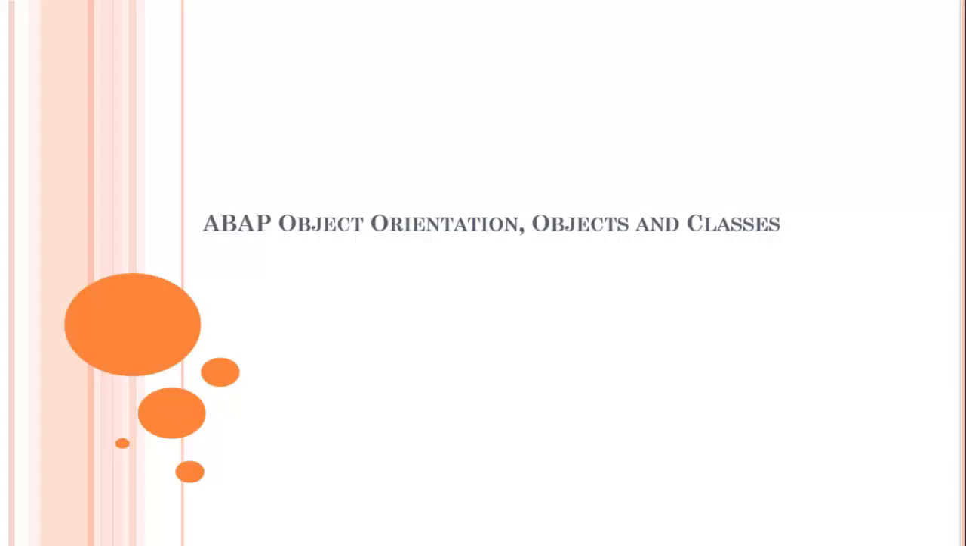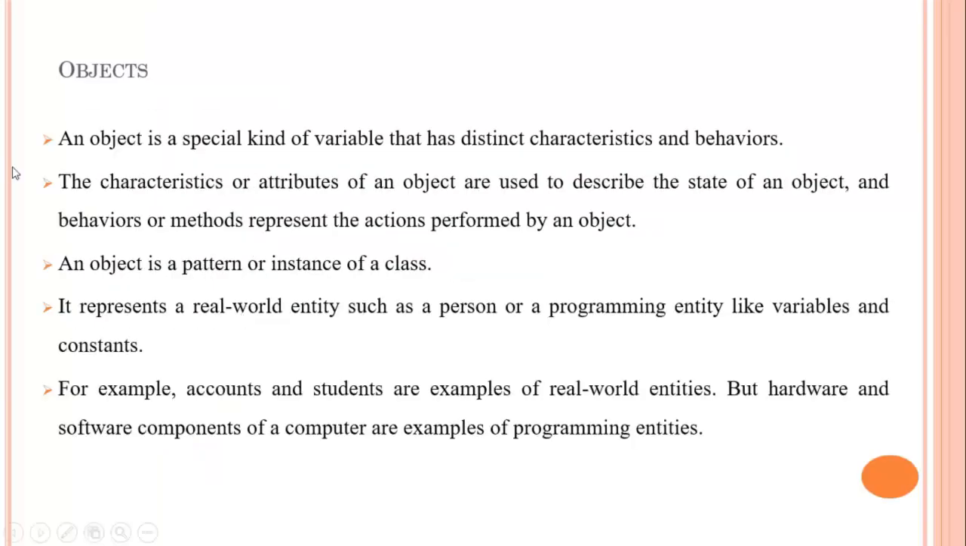Hello students, in today's lecture we are going to discuss ABAP object orientation and what are the objects and classes in this programming language. Now what is object? Object is a special kind of variable that has different features and behavior. The characteristics or attributes of an object are used to describe the state of an object, okay? And behaviors or methods represent the action performed by an object.